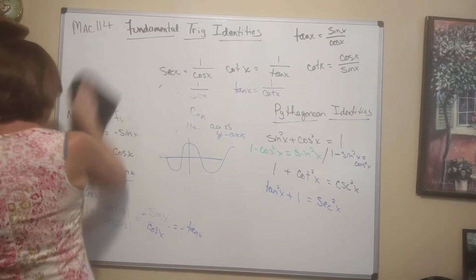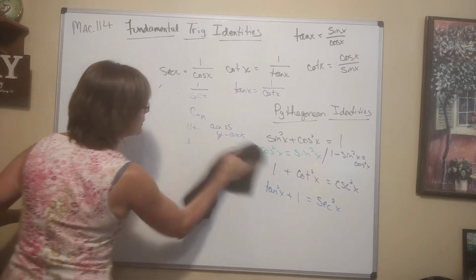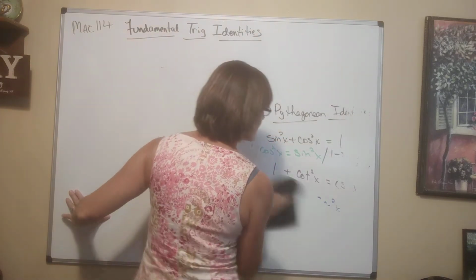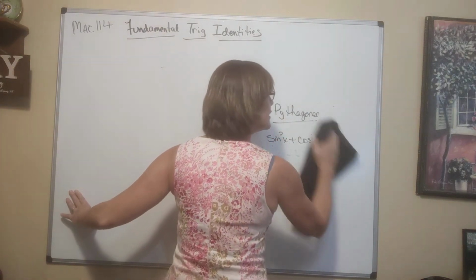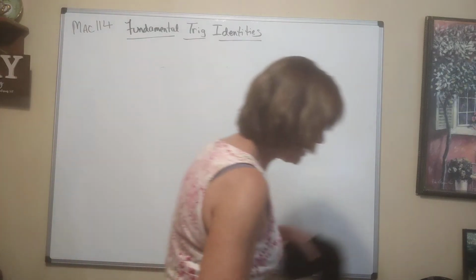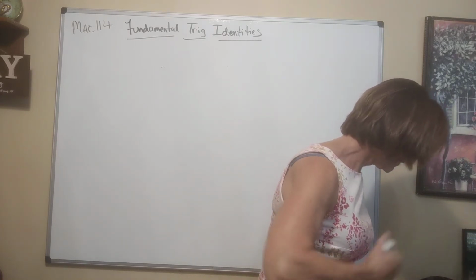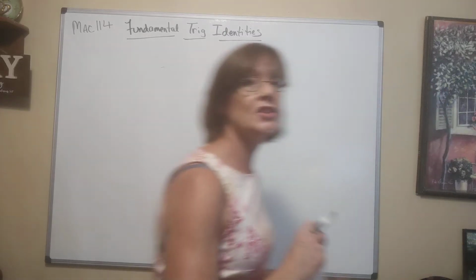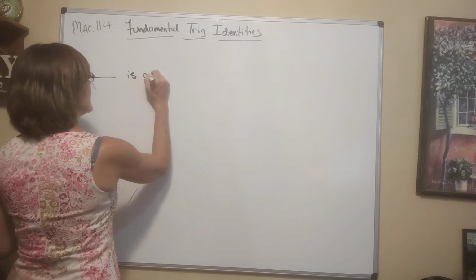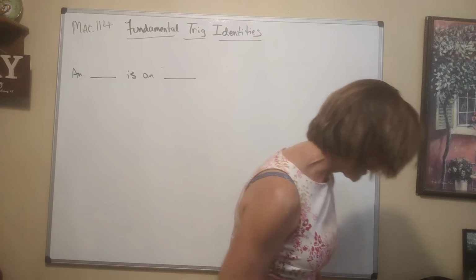So let's look at this. Let me make some room. So that I don't have to write this whole thing out, I've typed it out so that it would be nice for you to see. I'll tell you what goes in the blank. So what is an identity? It says an identity is... The first blank is: an identity is an equation in one or more variables.